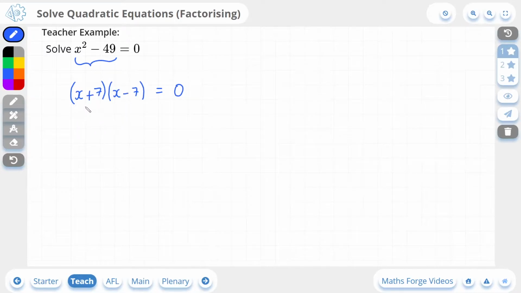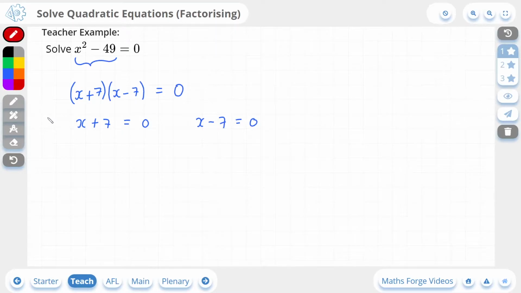Now if we solve this equation, how you solve a quadratic equation once you've factorized it is you take each bracket and equal it to 0. So I'm going to take the x plus 7 bracket and equal it to 0. I'm going to take the x minus 7 bracket and equal it to 0. And if you rearrange for x in both cases, you'll get the following.